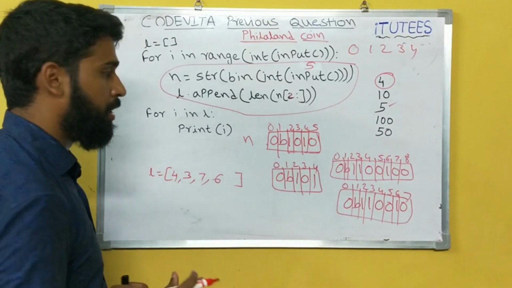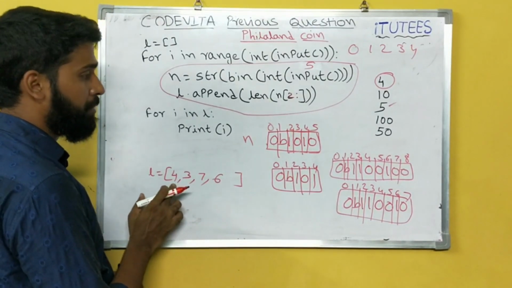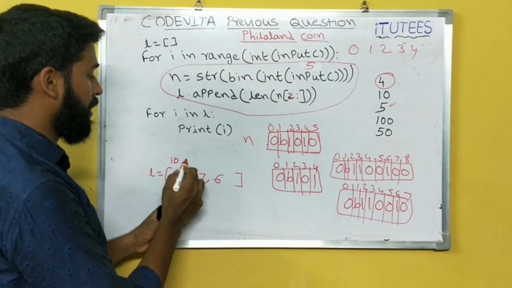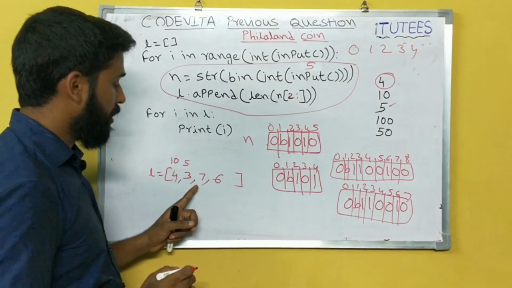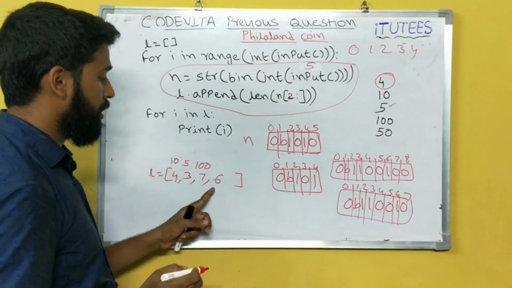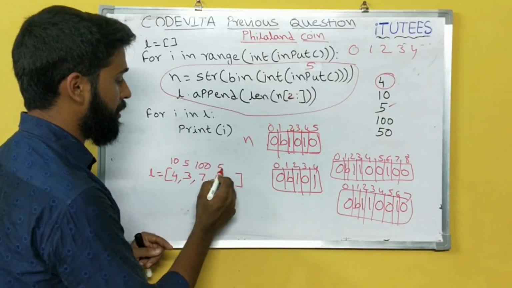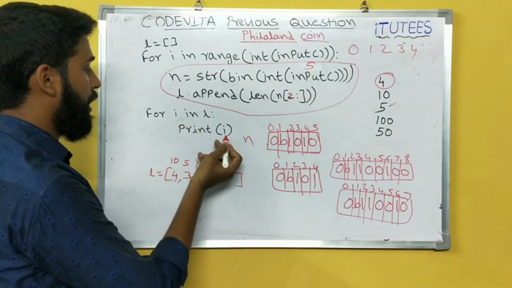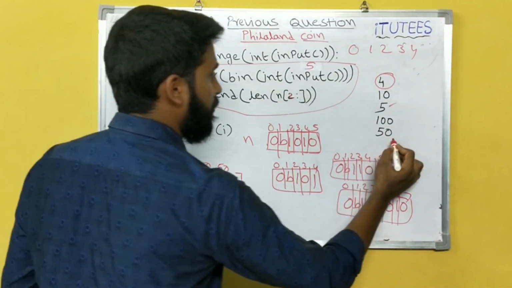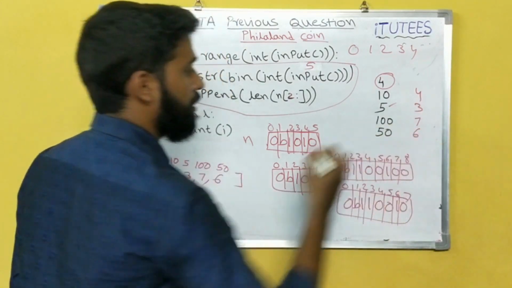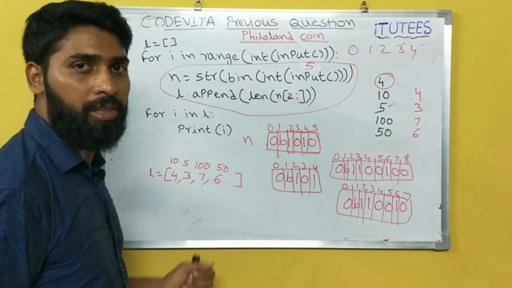That's it. Now, how many denominations are required for 10? 4. For 5? 3. To represent 100? 7. To represent 50? 6. Now we are going to print the list, which contains 4, 3, 7, 6. In this way, you can solve this problem.